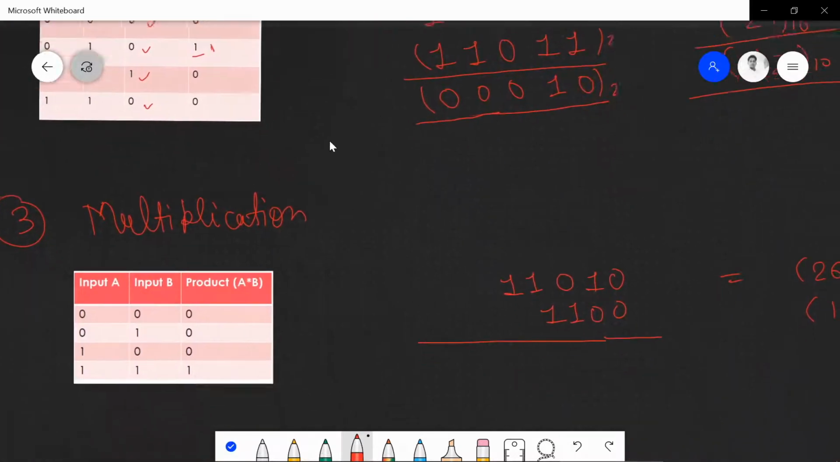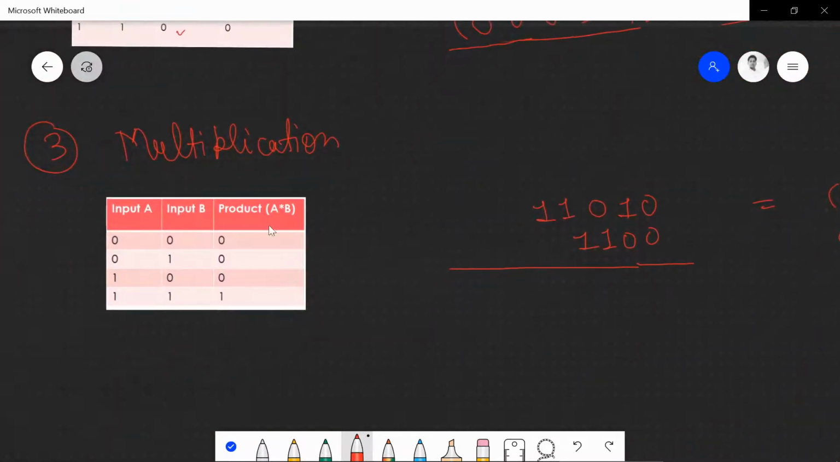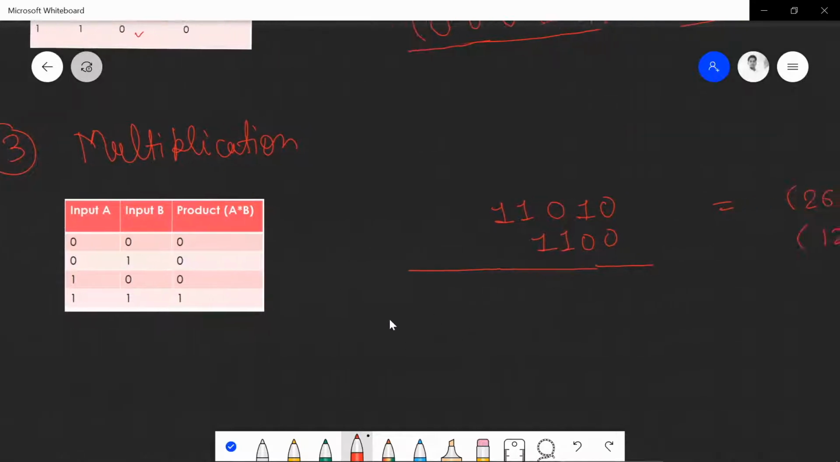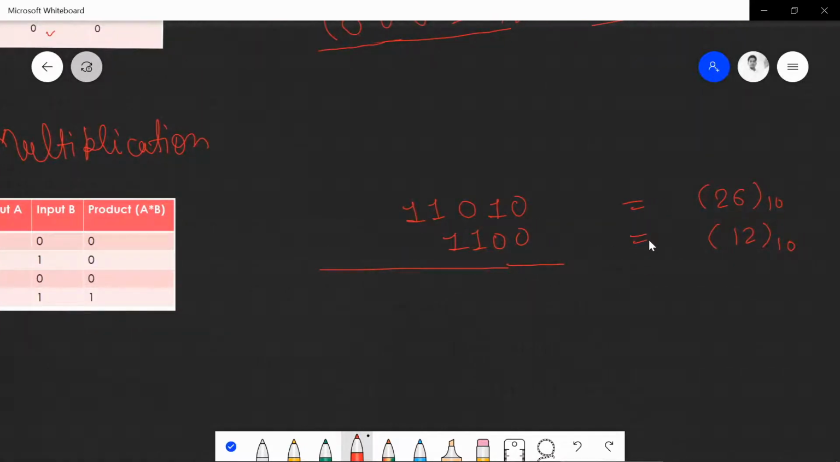Now the next operation is the multiplication operation. Multiplication is defined like this: 0 into 0 is 0, 0 into 1 is 0, 1 into 0 is 0, and 1 into 1 is 1. Let's see how this multiplication operation is performed in the binary number system. This is the binary number and the decimal equivalent is given like this. So let's multiply these two numbers.